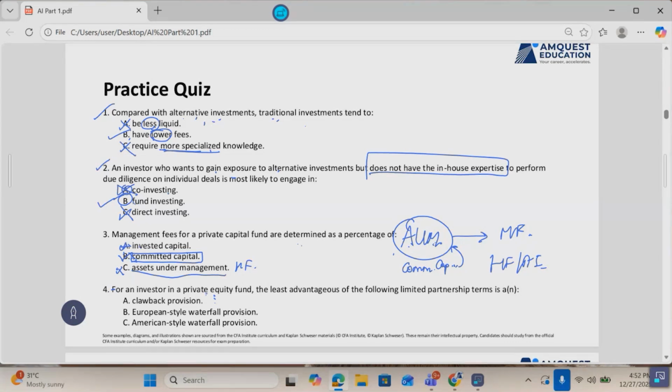Private equity fund, what is least? So in the exam, you think of most advantages. Don't even think of least advantage, you'll get it wrong. In the exam, think what is more advantages, right? For a private equity fund.